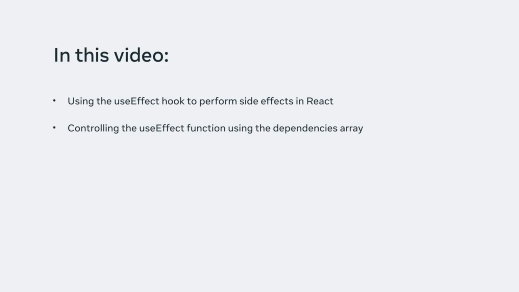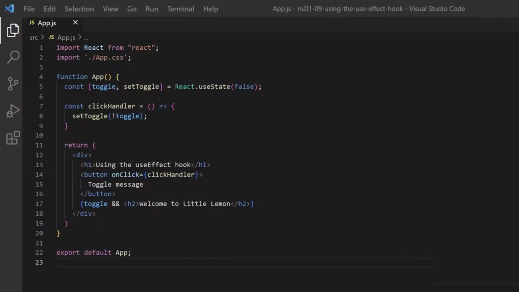In this video, I will demonstrate how to do this by using the useEffect hook to perform side effects in React, as well as how to control when the useEffect function is run using the dependencies array. I am going to use an app I built previously using Create React App to demonstrate how to use the useEffect hook. To describe what's happening, let's start with a return statement.